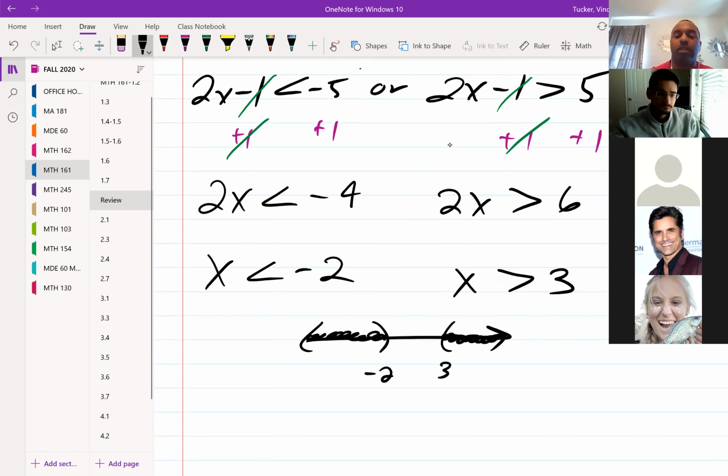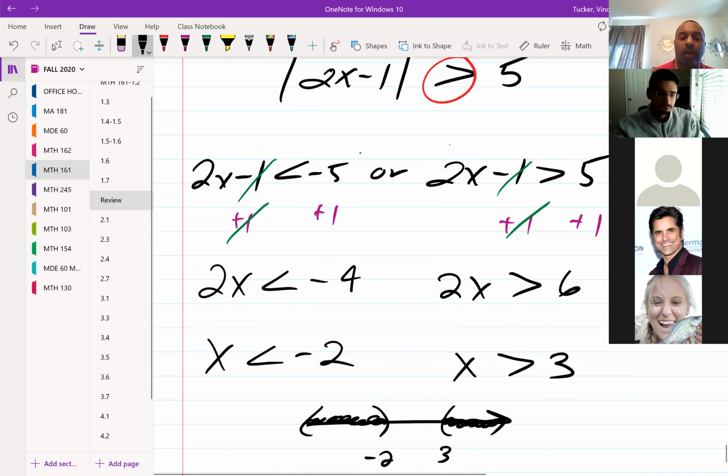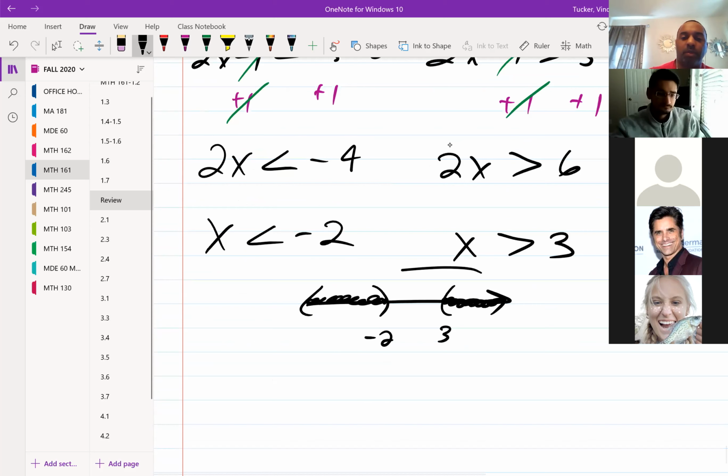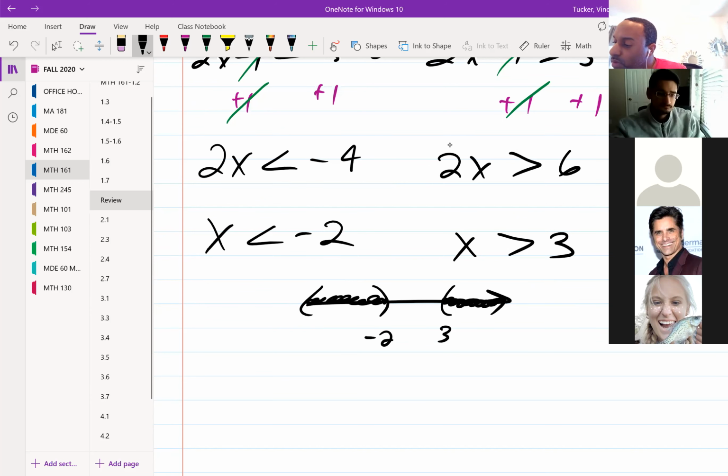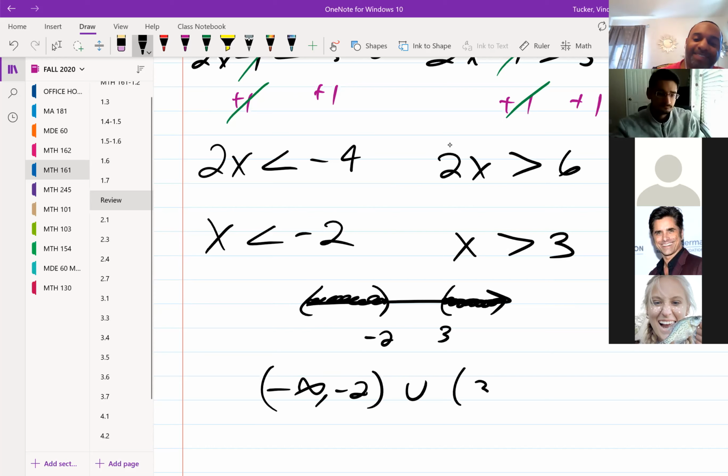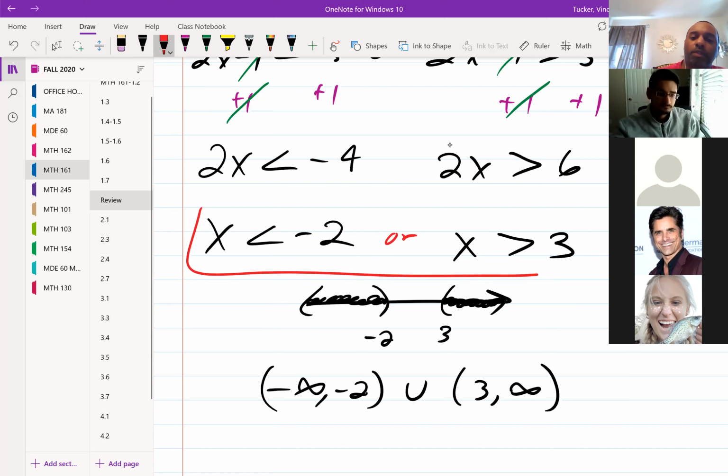So once again, when you have that greater than symbol right here, that's always going to be the result when you're dealing with the absolute value. Thank you. I killed some brain cells on that one. Yeah, it's going to ask you that too. So these are your answers, and normally there's an or in between when it's written like that.